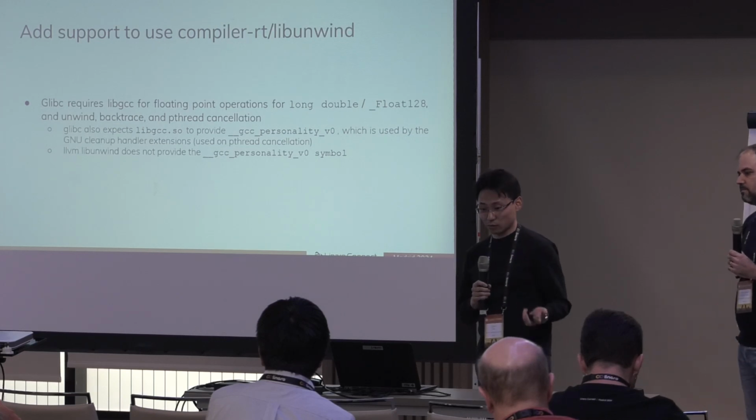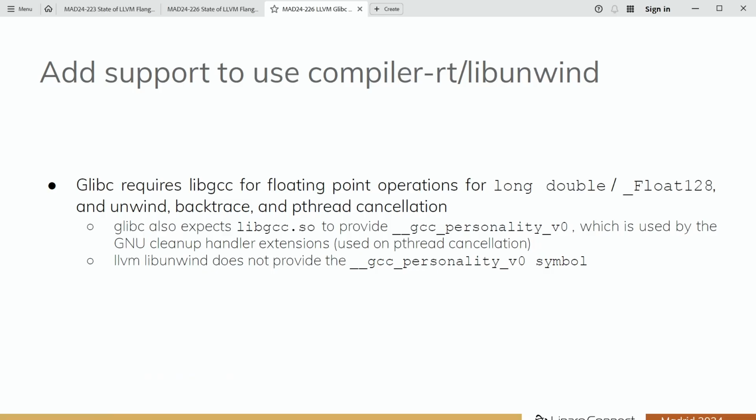Like Norval said, we need libgcc for floating point, also for long double and float128, unwinding operations, backtrace, and pthread cancellation. So glibc expects the libgcc.so library to provide some symbols like GCC personality. The problem is that the LLVM runtime does not provide all those symbols. For example, libunwind doesn't support GCC personality. That's the symbol that's missing.